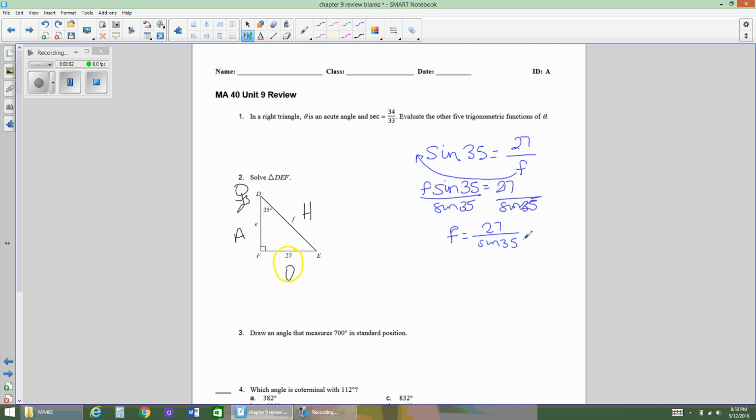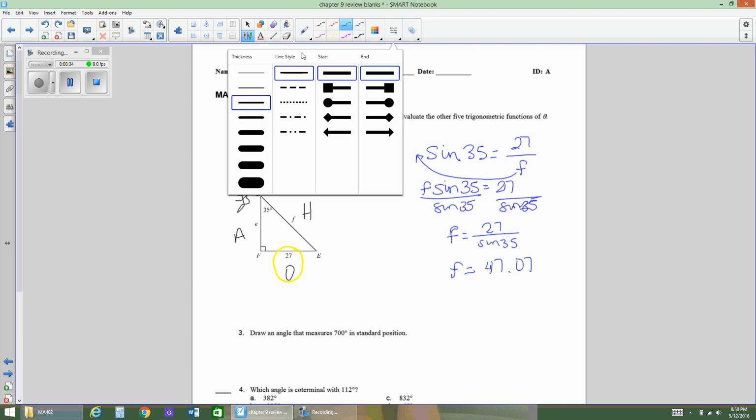So I made sure I was in degree mode, which I wasn't, and I am getting that F is approximately 47.07. Now that I've found F, I'm done, and I can find E. So remember, we need the trig functions that use O. We already did sine, so now we're going to go ahead and do tangent.